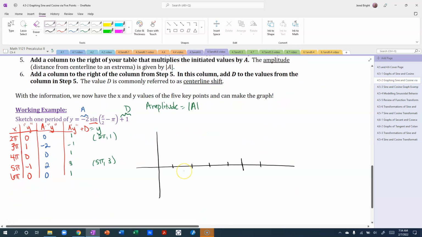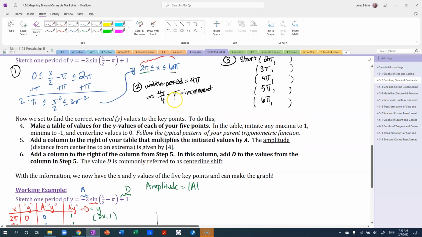So I have 6 marks. That was a happy coincidence. And so I might call this pi, 2 pi, 3 pi, 4 pi, 5 pi, and 6 pi. This was a happy coincidence as well, because I had found that my increment is pi.